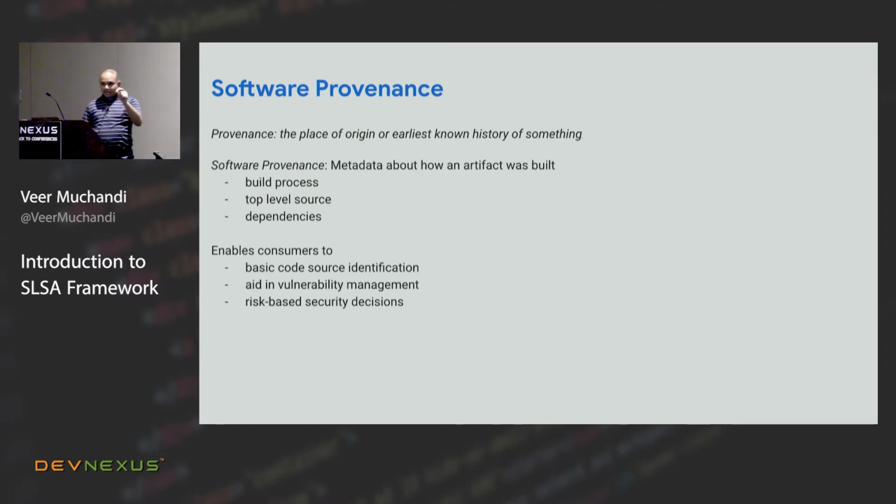Why is it important? We'll see that when it comes to the actual security process that we are going to look at. So it enables our consumers to do the basic checking of identifying where the source code has actually come from. If there are vulnerabilities somewhere in those dependencies, right? If you want to identify where those vulnerabilities have come from, provenance will actually help you. Also, it will help you assess the risk with what software you are running, right?